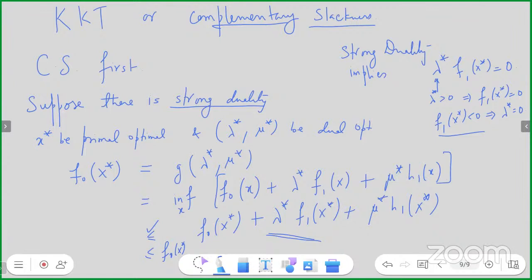The other one is slightly more interesting. If lambda star is greater than 0, it automatically means the constraint is tight. So this is called complementary slackness. Very useful property. But before that, you have to establish that there is strong duality.